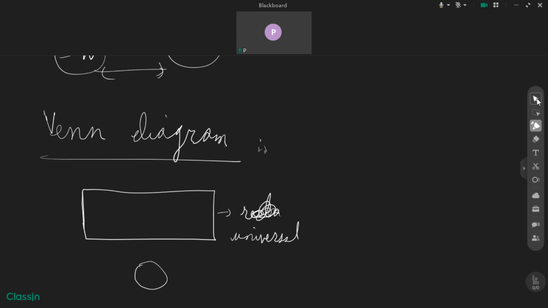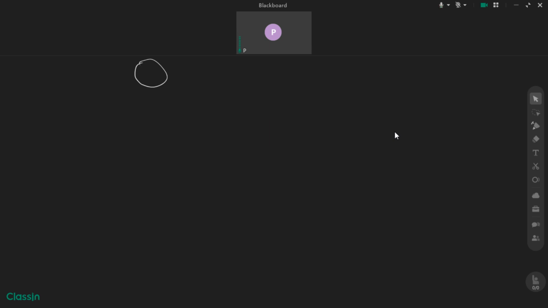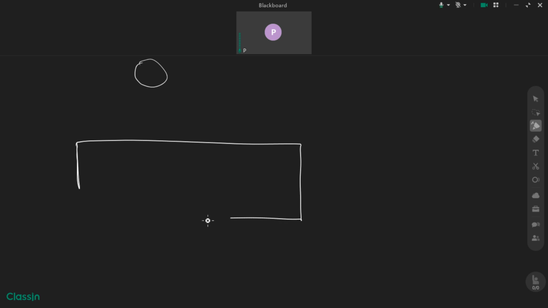For example, I have a universal set of all natural numbers. So I will represent it with a rectangle. It will be the set of all natural numbers. I take its two subsets. Let us say the set of even numbers and the set of odd numbers, A and B.